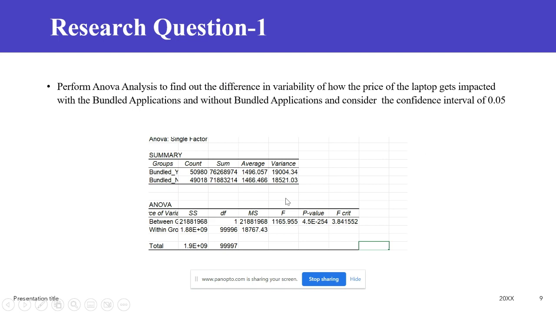And the first question to be answered is, basically, perform analysis to find the variability in the price of laptops that contain bundled applications and those that don't contain bundled applications. I've considered the significance level of 0.05. So what I found after doing the ANOVA single factor here is, you could see the p-value is 4.5e, which is almost close to zero, and the p-value is less than the significance level of 0.05. So I could see clearly that we can reject the null hypothesis, and we can conclude that the bundled applications play a major role in impacting the price of the laptop.